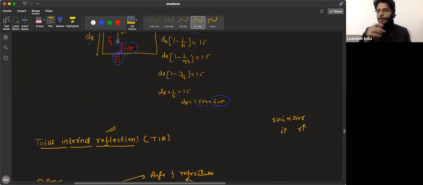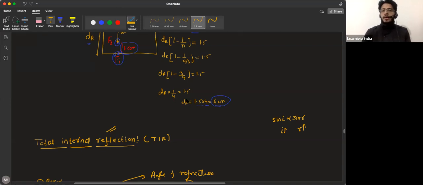So what happens when a ray travels from denser to rarer medium? Faisal, when a ray is traveling from denser to rarer, how does it bend? It bends towards the normal or it bends away from the normal? Rays moving from denser to rarer medium bend away from the normal. Yes, it will bend away from the normal.